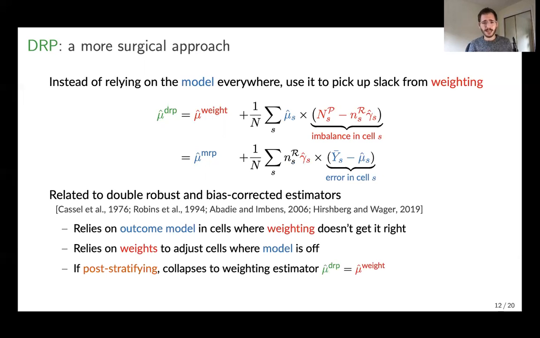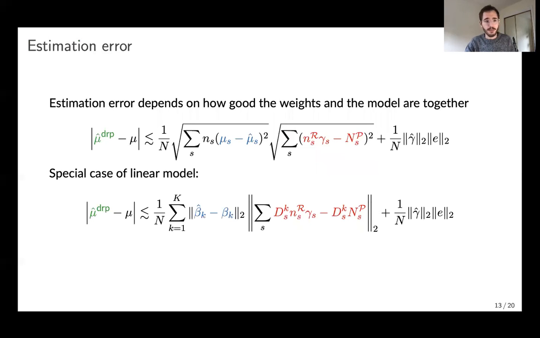Now, building off of the doubly robust and bias corrected matching literatures, we can view this in two different ways. In that first equation, we're using our weighting estimator and only using the outcome model to fix up cells where we're actually getting imbalance, where we're missing the mark. In the other equation, we're starting with our MRP estimate, and then we're using weights to adjust for the fact that our MRP estimate might be systematically wrong in some cells that are underrepresented in our sample. And the weights tell us that. And lastly, if we actually post-stratify, then this whole thing collapses and the DRP estimate is just the weighting estimate. So the estimation error gets better.